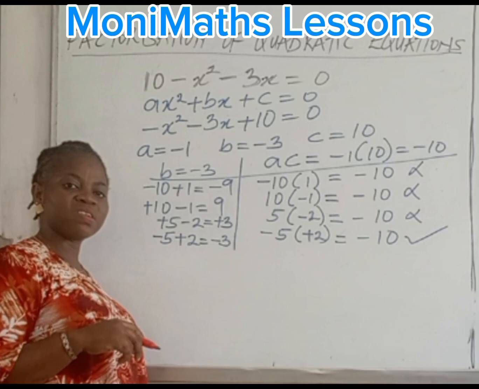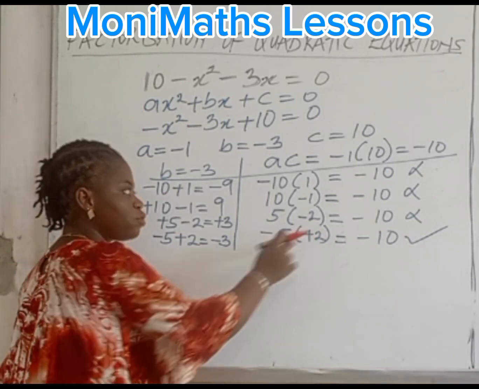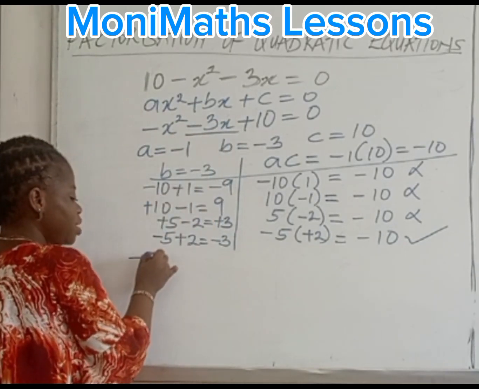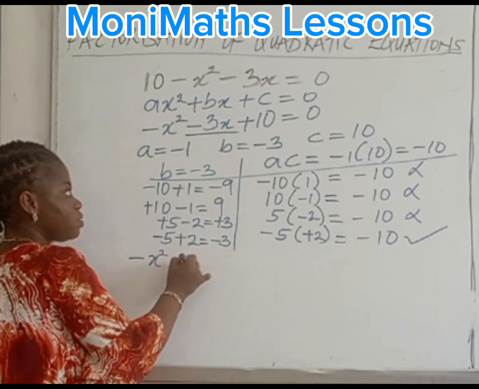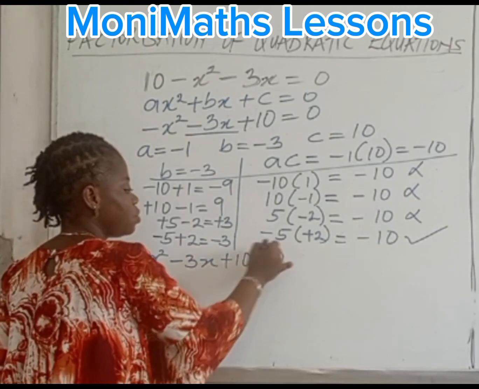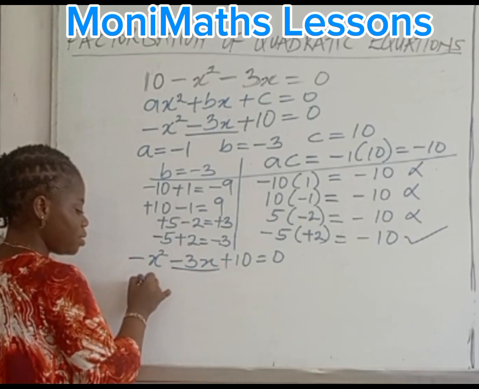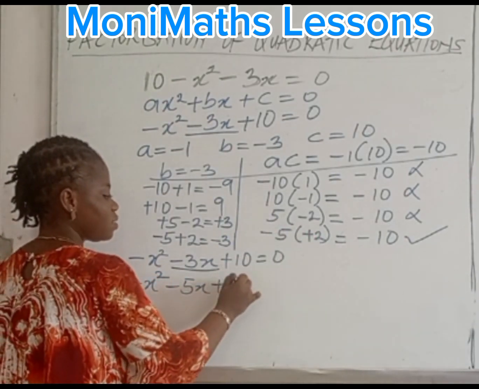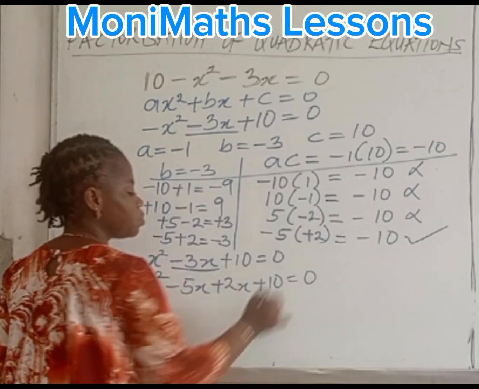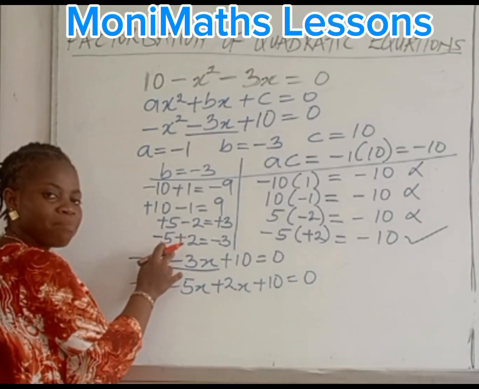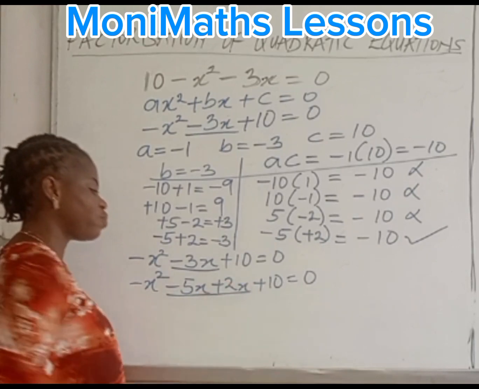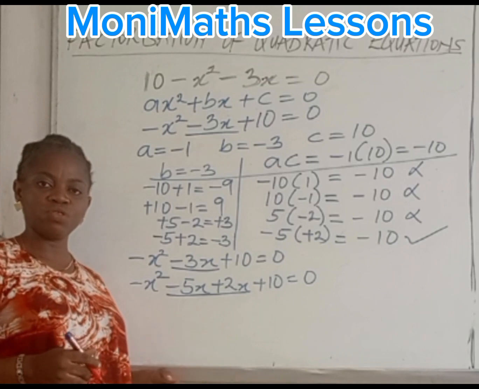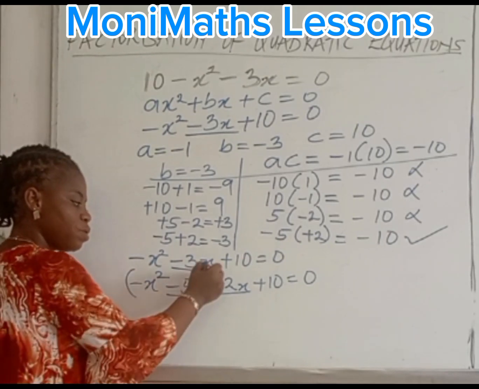And like I said in the previous lesson, you'll be using the minus 5 plus 2 to expand your bx. This is my bx. So instead of writing minus x squared minus 3x plus 10 equals 0, I'll be writing minus x squared minus 5x plus 2x plus 10 equals 0. So replacing my minus 3x by minus 5x plus 2x. Now I have the four terms. I'm going to group into two using my bracket. First group and the second group.